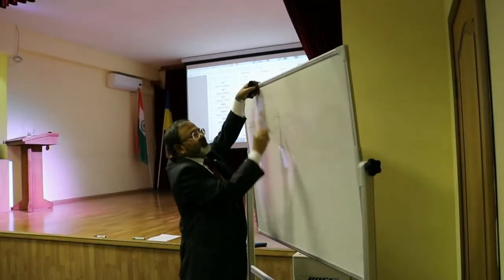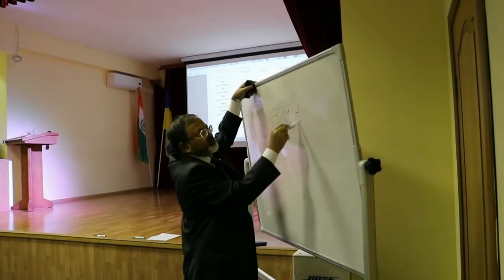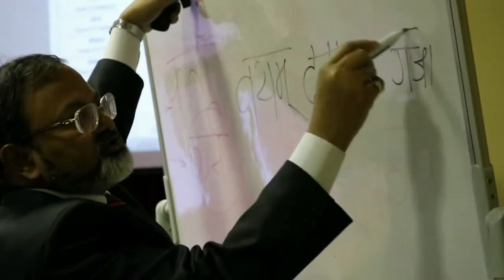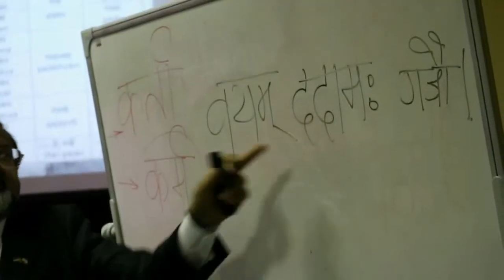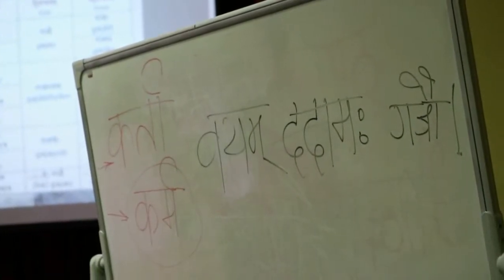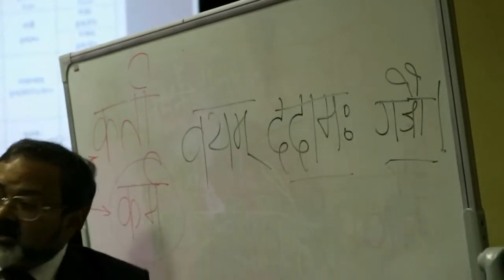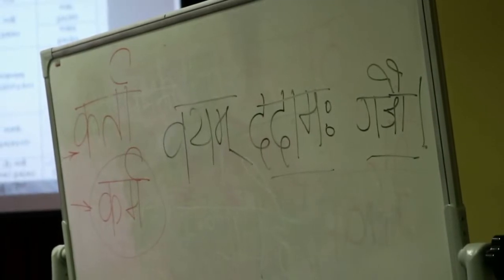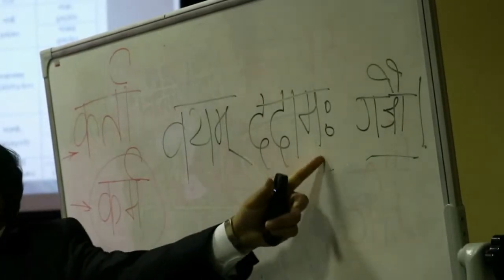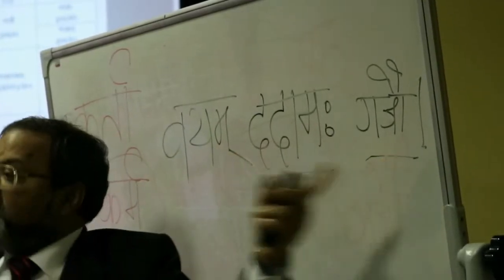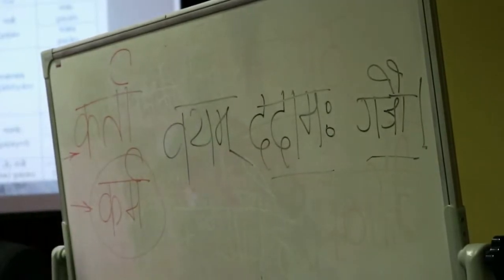You can write Vayam dadamaha gajau. This is just word by word, but you can also say dadamah vayam gajau. We can also say gajau dadamah vayam, because each one of them is carrying the preposition with them. So like in English, there is no confusion. The moment we say dadamah, it means that we are giving. The moment we say gajau, it means two elephants are being given.